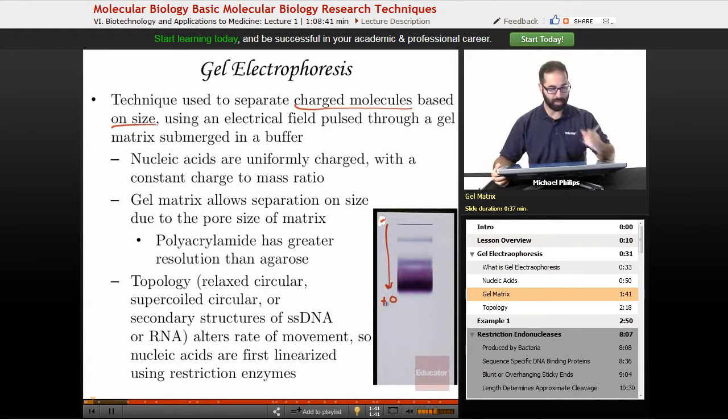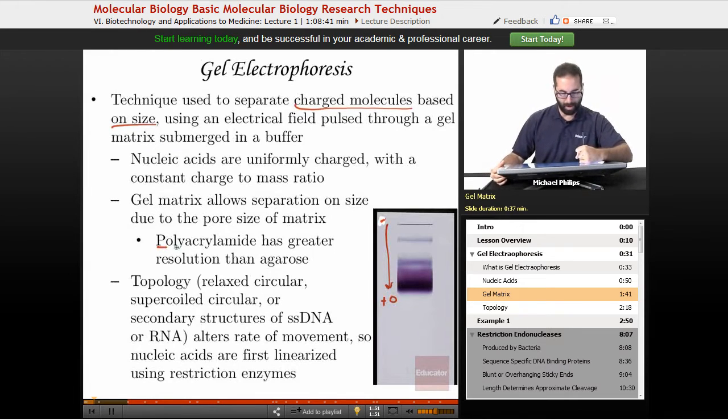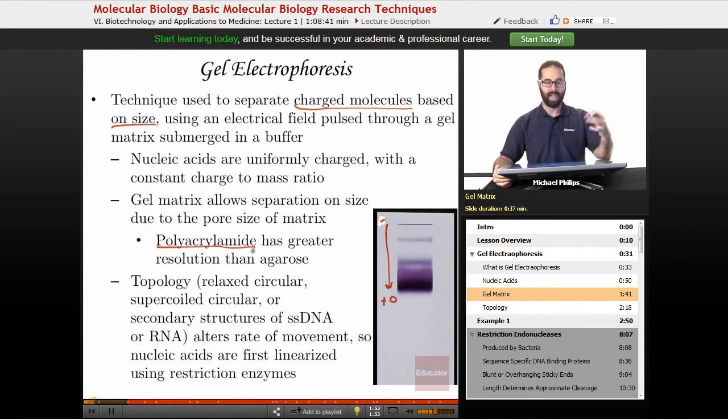Okay, so the gel matrix allows for separation on size due to the pore size of the matrix, and we have two main gels that we would run. We either have a polyacrylamide matrix, and that has a greater resolution than the other one, which is called agarose. Polyacrylamide can get you down to single base pair resolution, so you can tell the difference between a 25 base pair DNA and a 26 base pair DNA, whereas agarose is better for when you want, say, 100 base pair resolution, something like that.